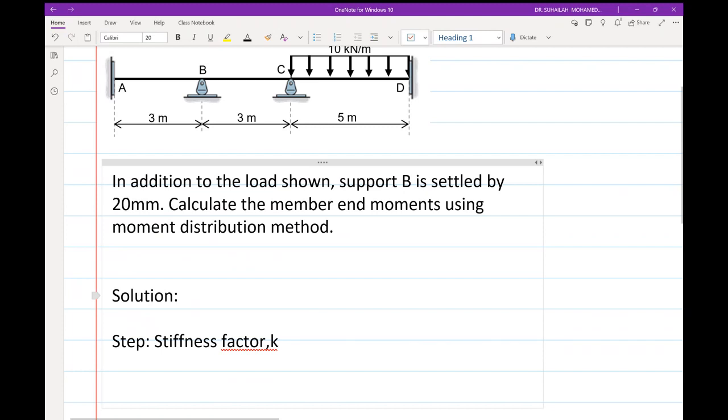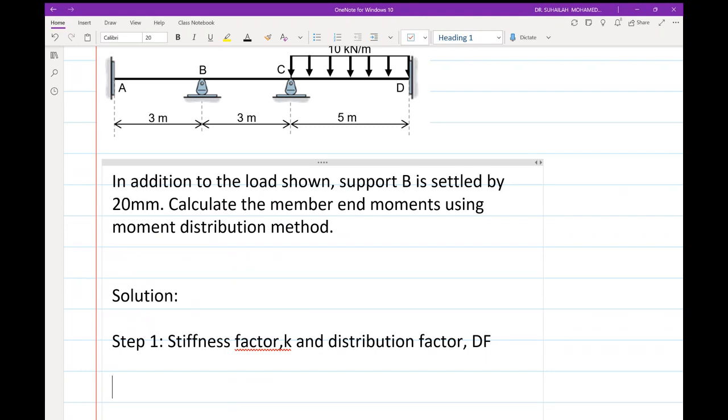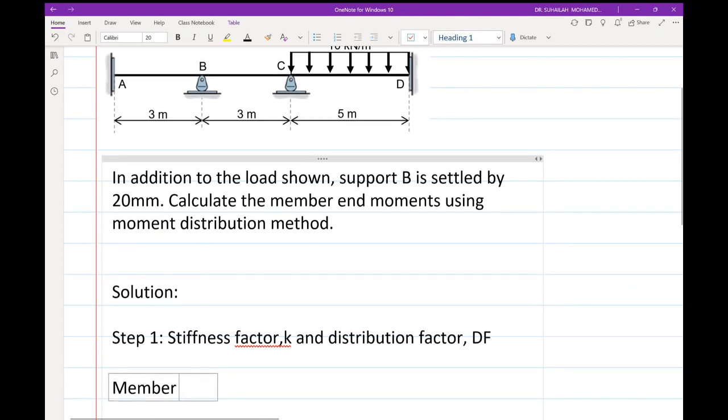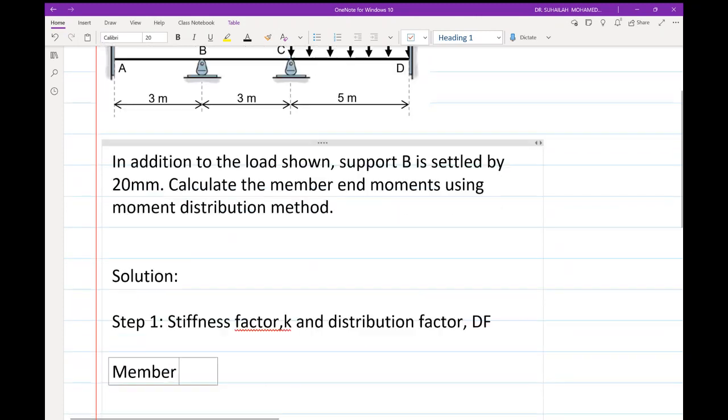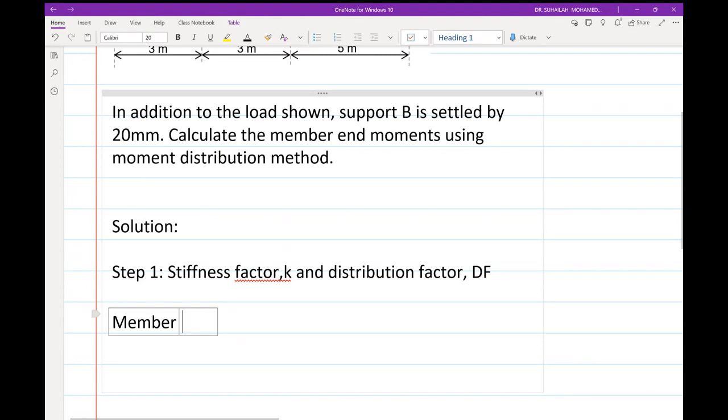Step number 1: stiffness factor and distribution factor. This is DF. We list all the members, referring to member end. There are 3 members, and one member has 2 ends, so in total we have to determine 6 member end moments. So for the table, we should have 6 columns: AB, BA, BC, CB, CD, and DC.